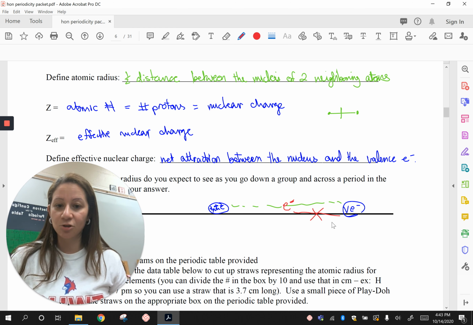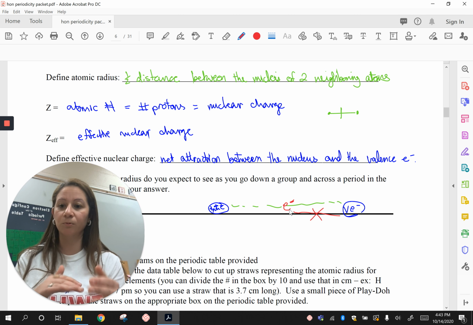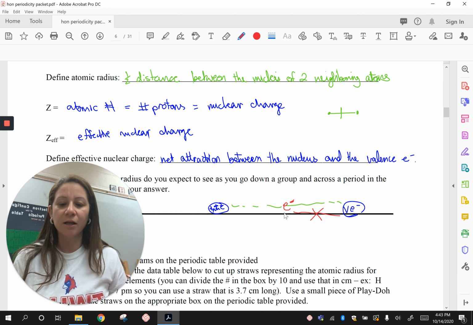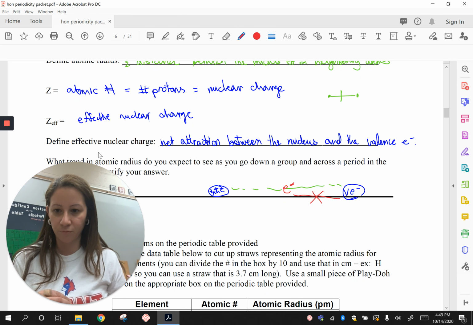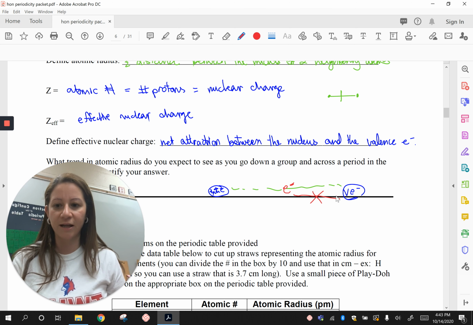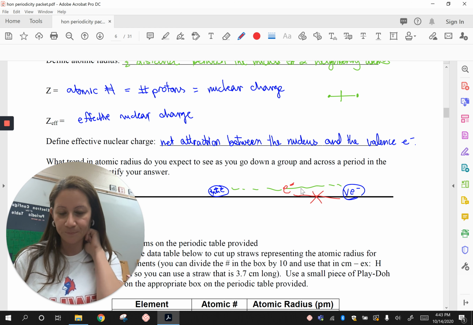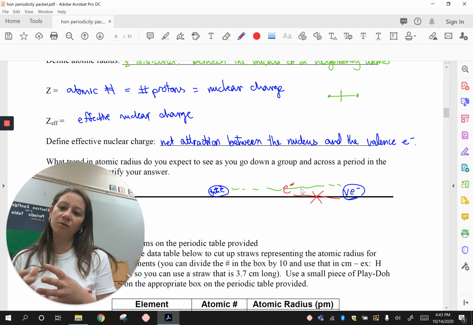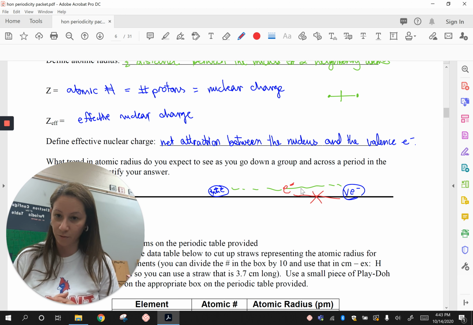And so when you take these two forces together, the net, the resulting force, is an attraction, but it's a lower attraction. That resulting attraction is what we call effective nuclear charge. It is, again, the net attraction between the nucleus and the valence electrons, taking into account the repulsion from the other electrons. So size, or atomic radius, and this Zeff, this effective nuclear charge, are related to each other.